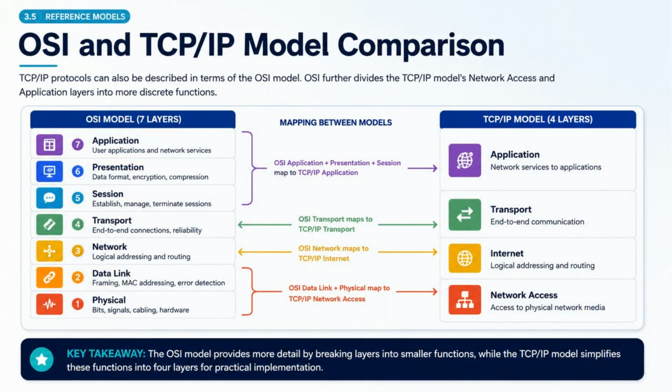Side-by-side comparison on screen. OSI's application, presentation, and session layers all collapse into TCP/IP's single application layer. OSI transport maps to TCP/IP transport. OSI network maps to TCP/IP internet. OSI data link and physical map to TCP/IP network access. This mapping is a common quiz question. Make sure it's clear before moving on.